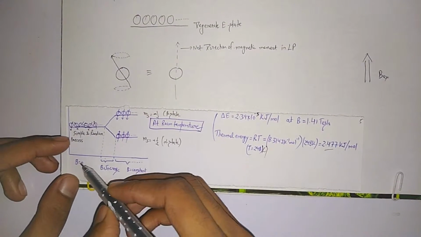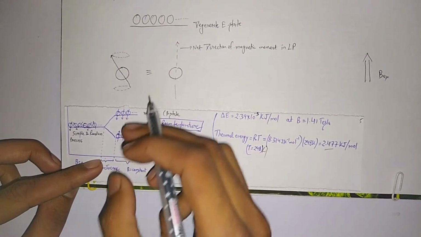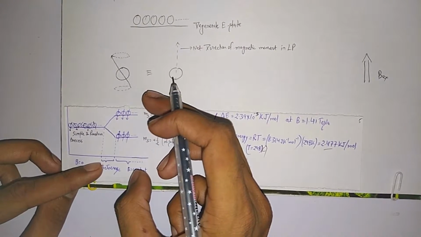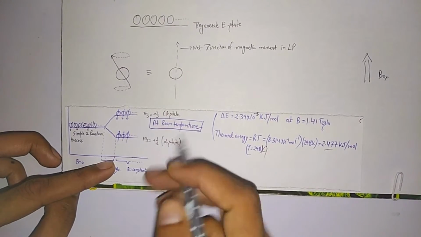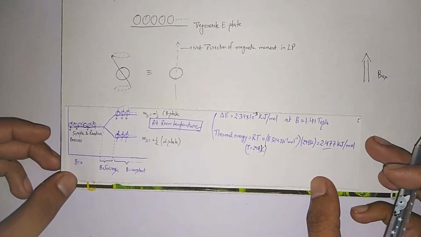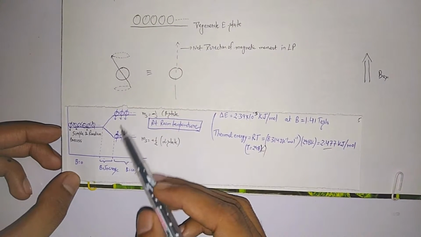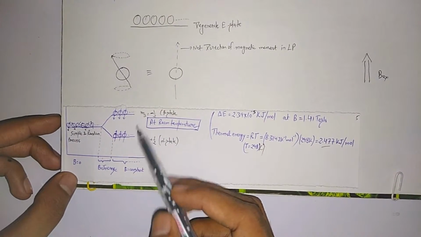So initially the magnetic field strength is 0, and if we increase it, the energy separation increases, and when we stay at some constant magnetic field strength, it remains constant, but the thermal energy will populate both the alpha state and the beta state.